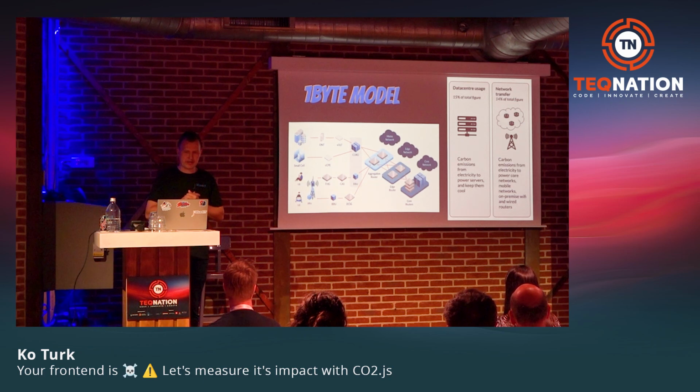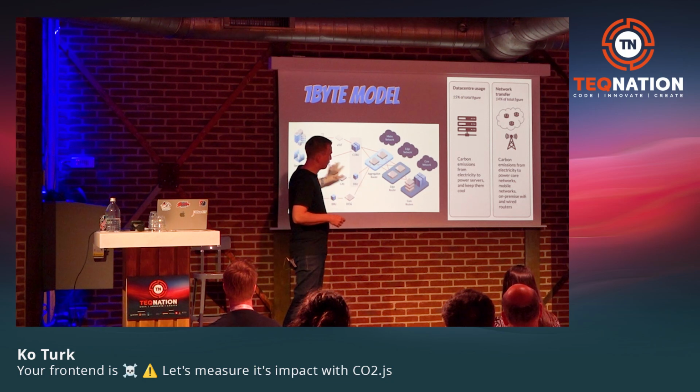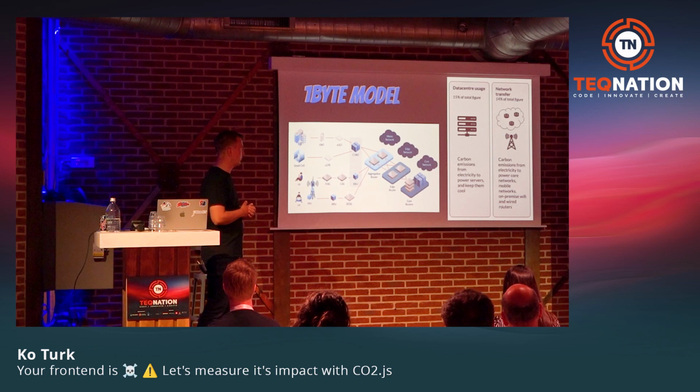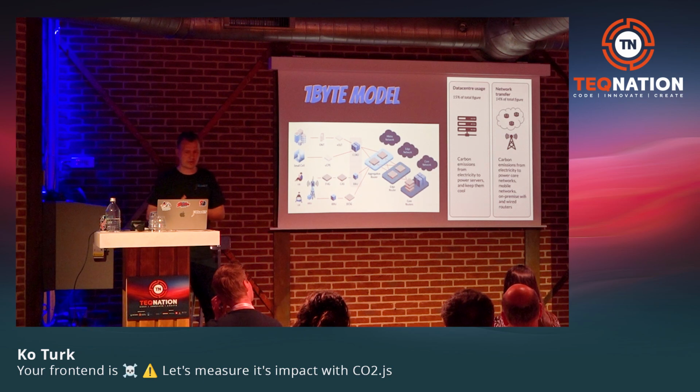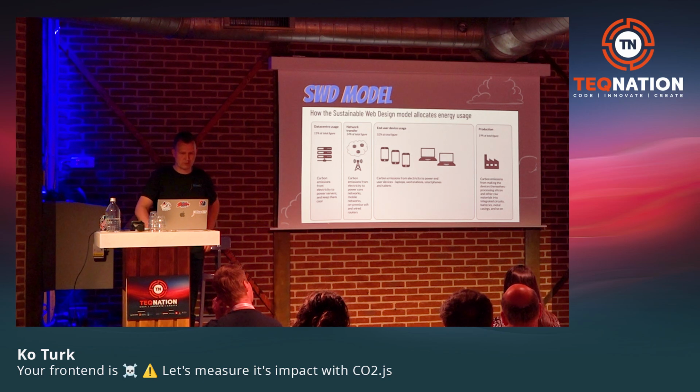So you have the 1 byte model. The 1 byte model is checking the network transfer. So if you do a call, it's only checking the network and the data center usage. But actually, it's more than only the network. It's also the end user, and it's the platform. So we should also think about outside that scope. And for that, they are using the sustainable web design model. What they do is add the end user device, so your phone, and also production.